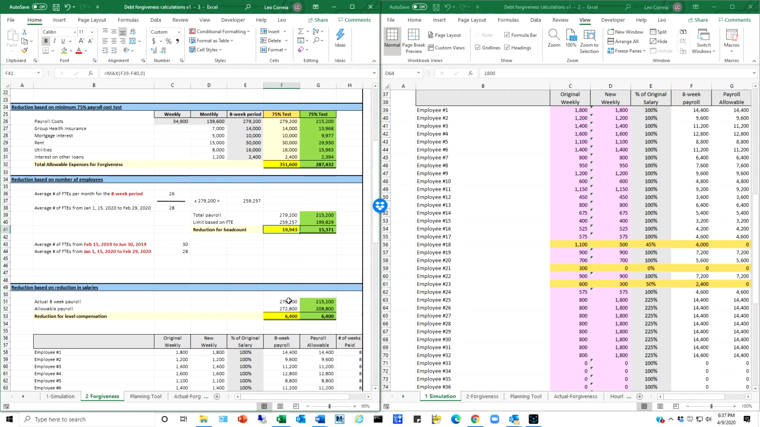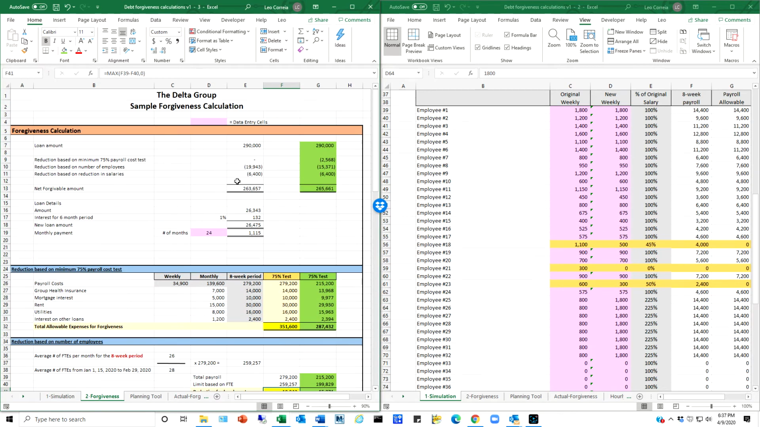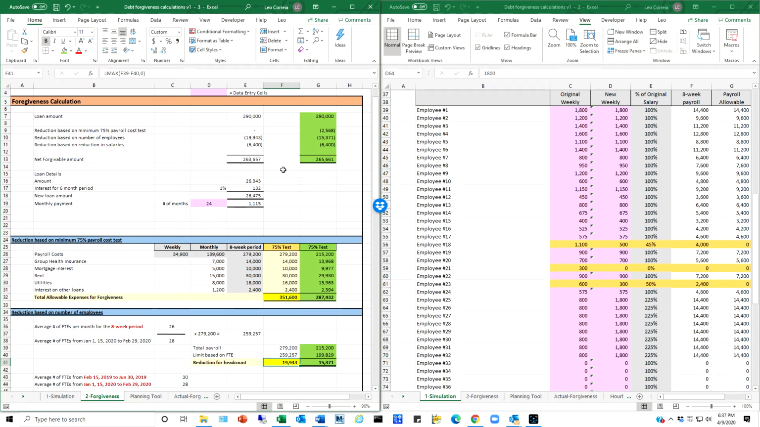Obviously, the payroll hasn't changed because there isn't a change in reduction of salaries. So since I didn't have any additional reductions, the $6,400 stayed the same. So this is where we can see that there is a dynamic output and effect based on changing one thing and how it changes multiple items.